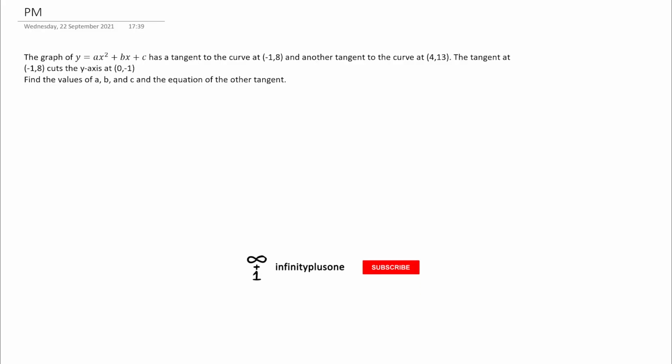What we have got here is a parabola. We don't know what this parabola looks like. It could be a positive parabola or it could be a negative parabola. What we do know is that there's a tangent to the curve at (-1, 8). If I do a rough sketch, (-1, 8) is possibly somewhere there, and another tangent to the curve at (4, 13), so maybe somewhere there.